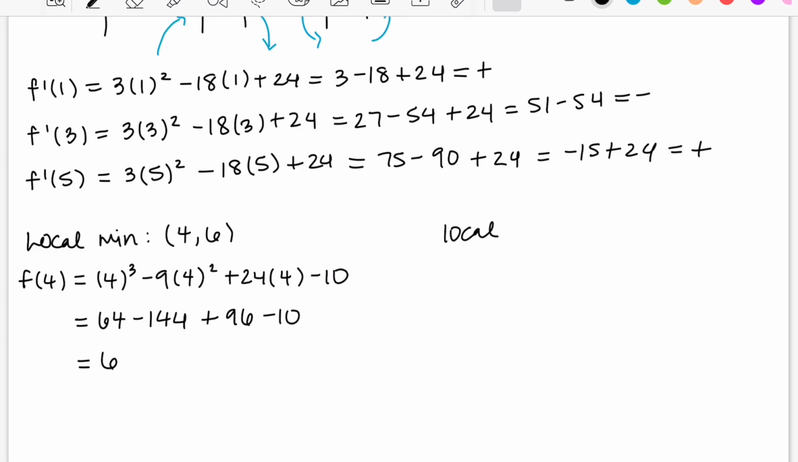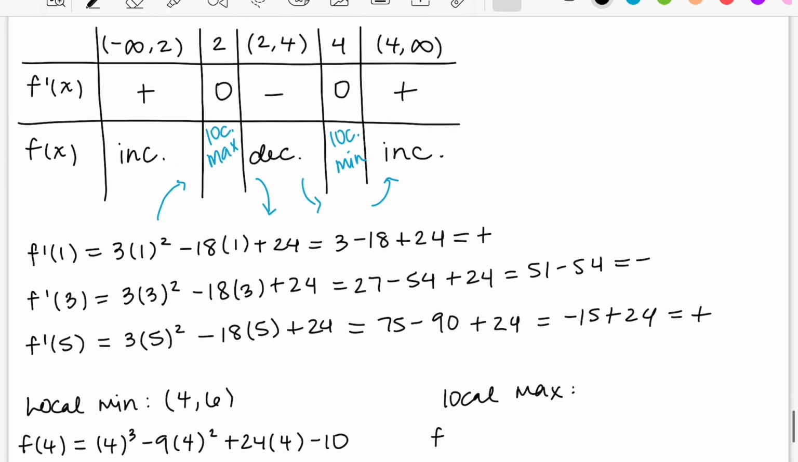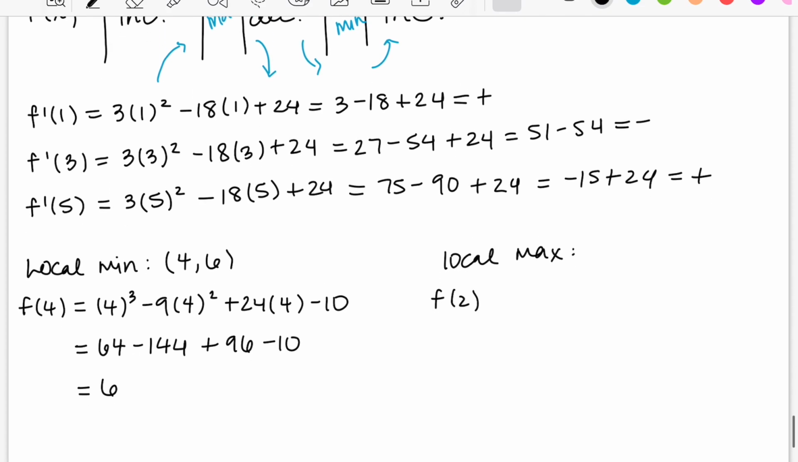And then our local maximum occurs when x is equal to 2, so we'll plug that into our function.